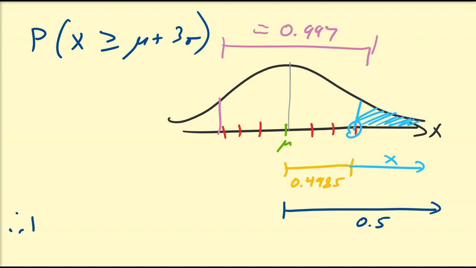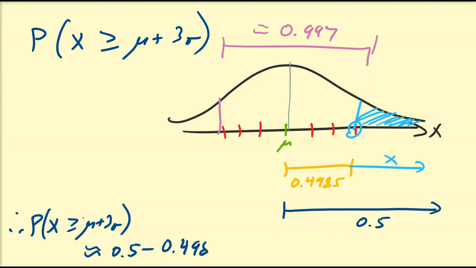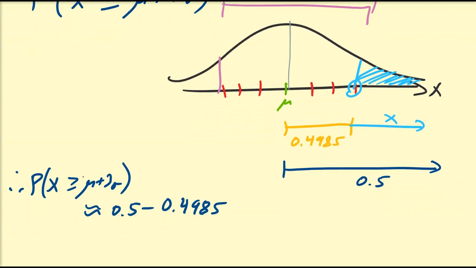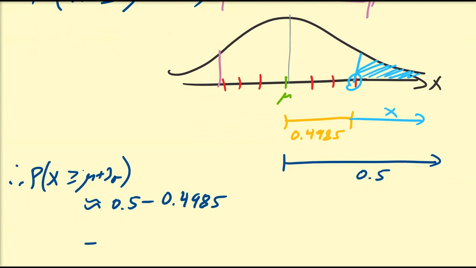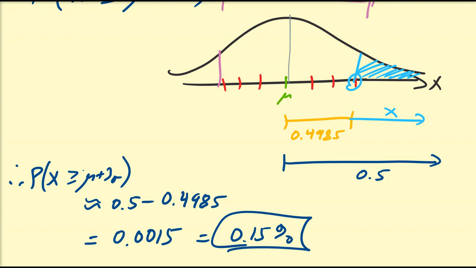So that means the probability that x is greater than or equal to mu plus 3 sigma is going to be approximately equal to 0.5 minus 0.4985. So once we do that out, that's going to be equal to 0.0015, or a 0.15% chance of occurring. So that's just some basic approximations.